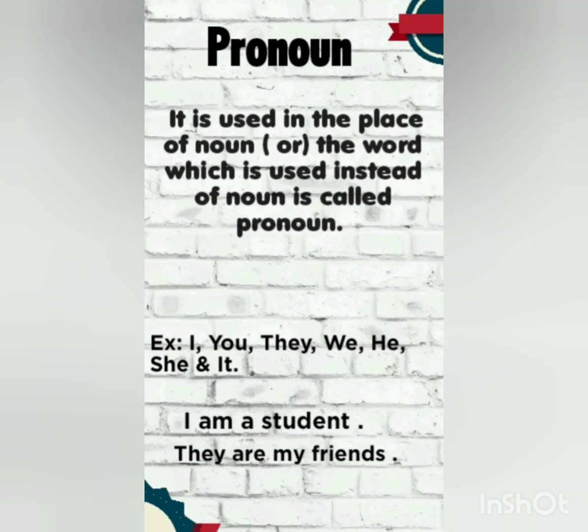The second one is pronoun. The word that is used in the place of a noun is called a pronoun. For example, I am a student. Here in this sentence, I is a pronoun because we are using it instead of a noun. So I is called a pronoun.